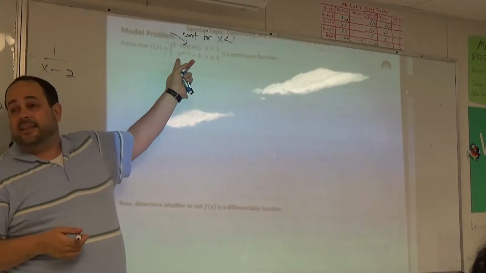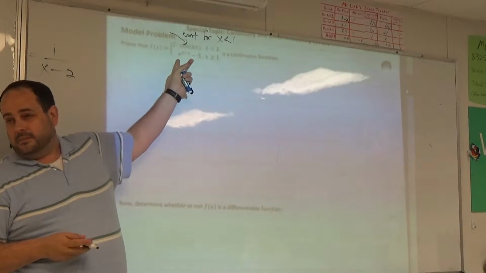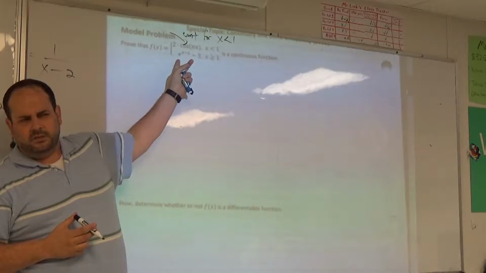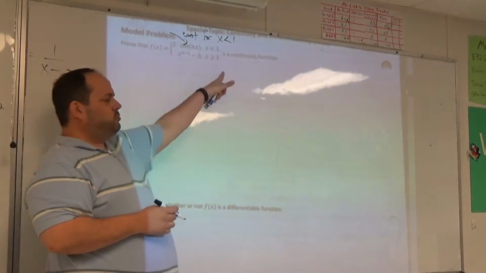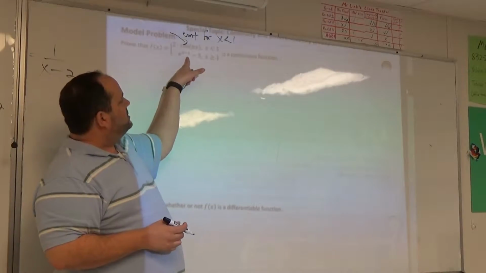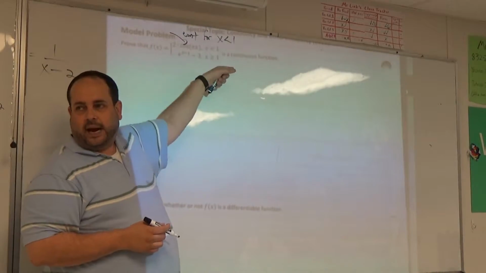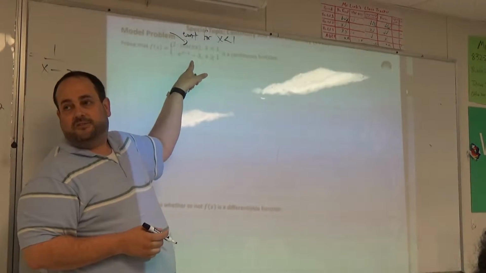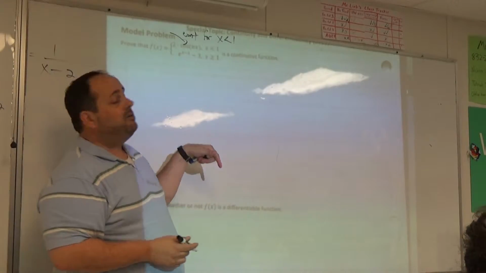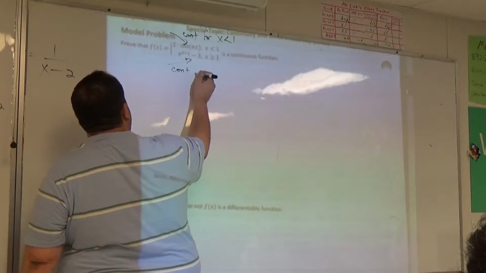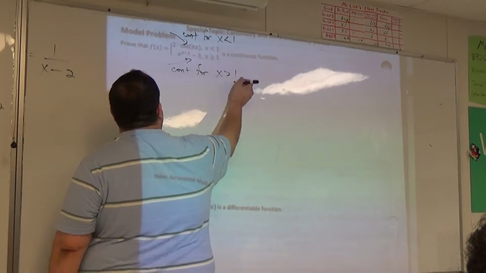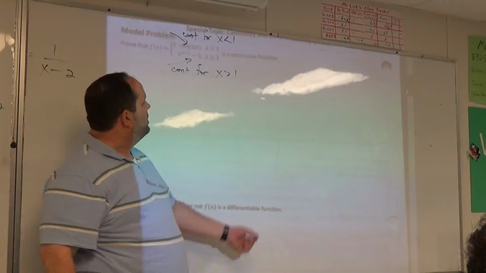Now, e to the x, continuous? E to the x, yeah, that's continuous, right? E to the x minus 1 just says shift it 1 space right. Minus 3 says shift it 3 spaces down. So if I know about this function, I know that it's continuous for x greater than 1.